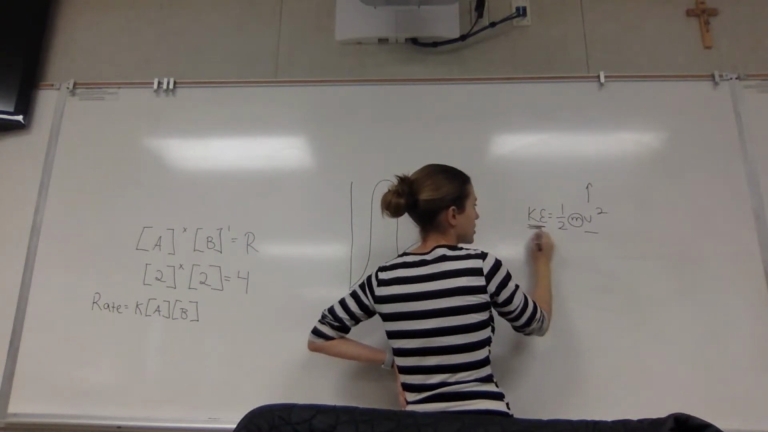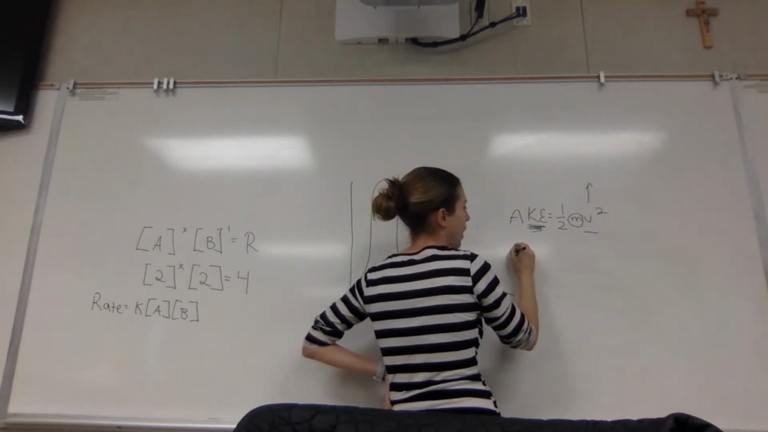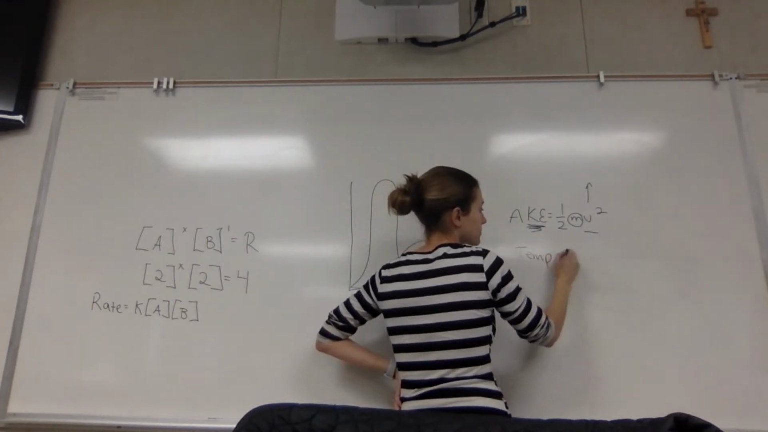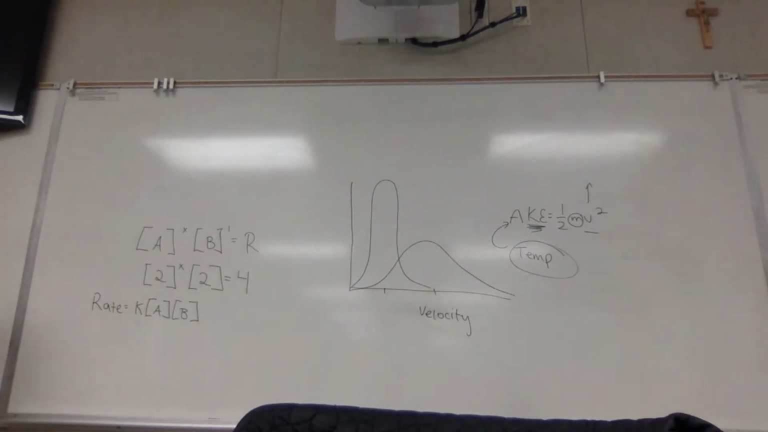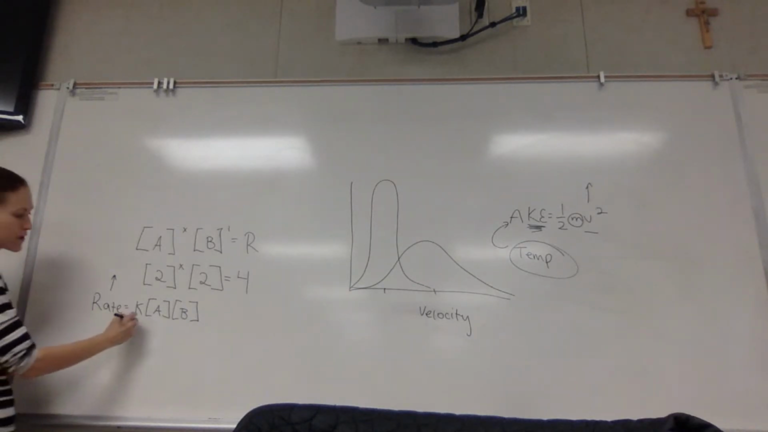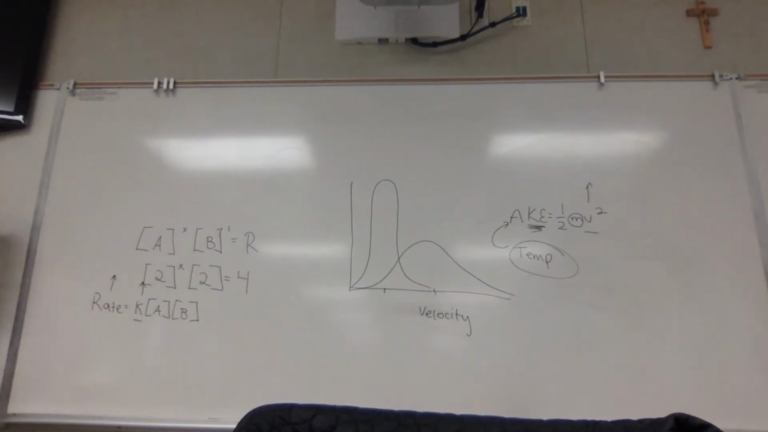The only thing that can change your average kinetic energy is your temperature. Average kinetic energy will only change with temperature. Velocity will change with different masses. What is the only thing that can change your K? Temperature. If you increase your temperature, what happens to rate? It increases. Why? There are higher energy collisions and more collisions, and they have more energy in the first place. So your rate increases, therefore your K will increase.